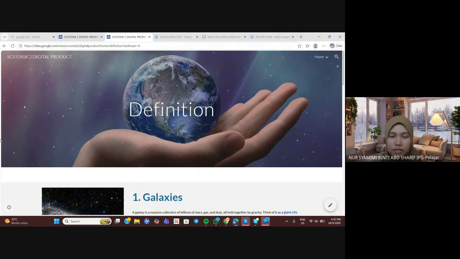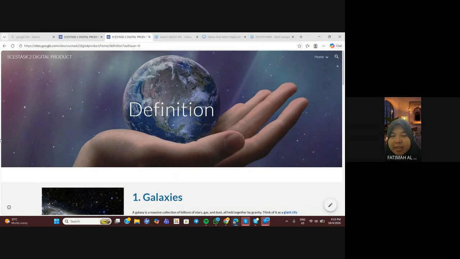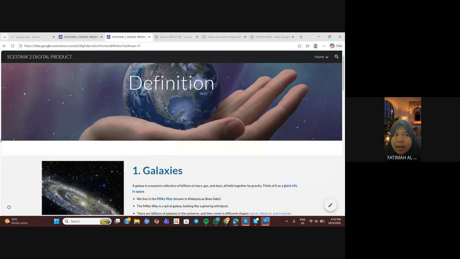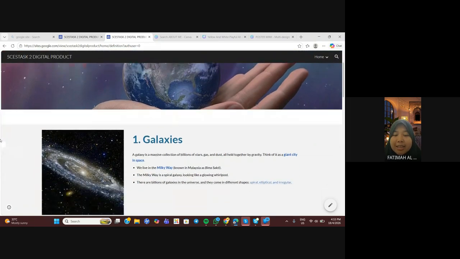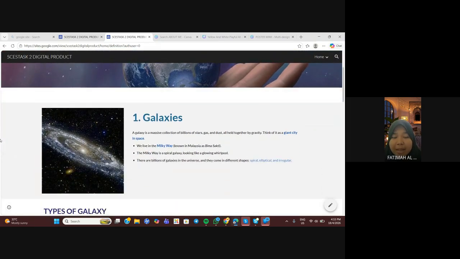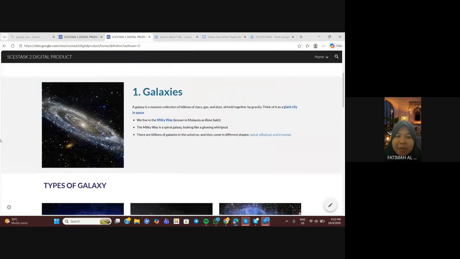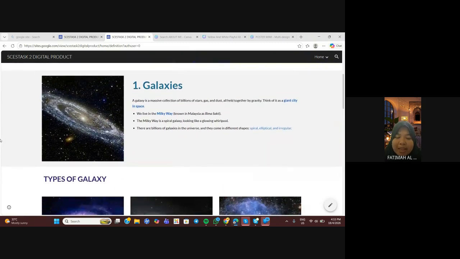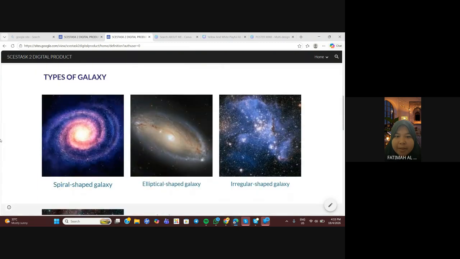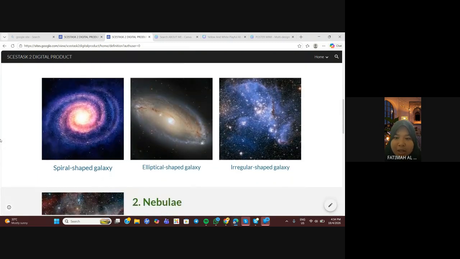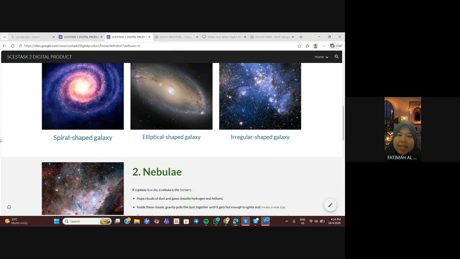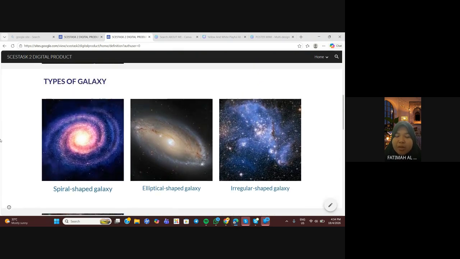Okay, this is Fatima's part. The definition is where we talk about all the topics under the universe that we have taken. The first one is the galaxy, and then we show the 3 types of galaxy, which are spiral shaped galaxy, elliptical shaped galaxy, and also irregular shaped galaxy, that are included in the year 6 science textbook.